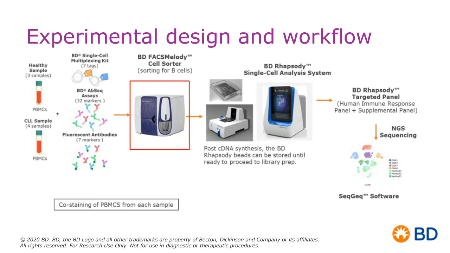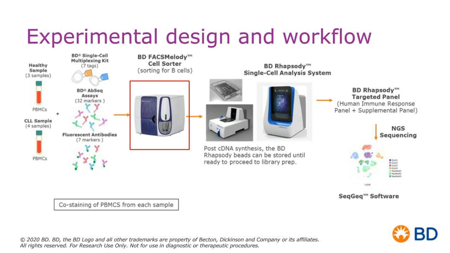So once we've stained all of these cells, we'll load them onto our cell sorter and sort out our CD19 positive B cells. Those cells we can then load onto our Rhapsody system and capture the mRNA and protein released by the individual cells, perform cDNA synthesis on those beads, and those beads themselves can be stored until we're ready to proceed with library prep.